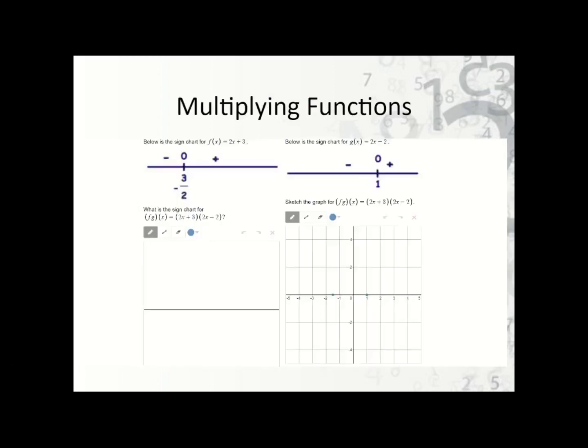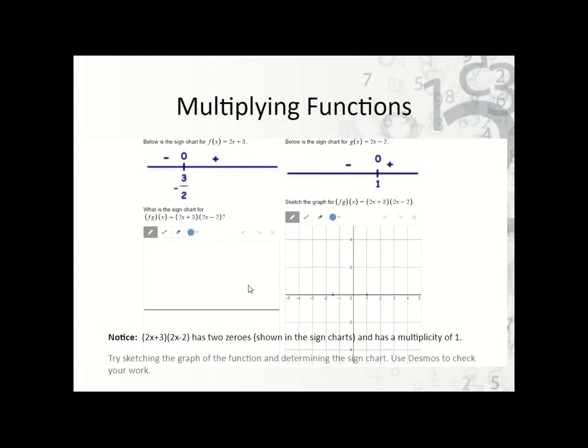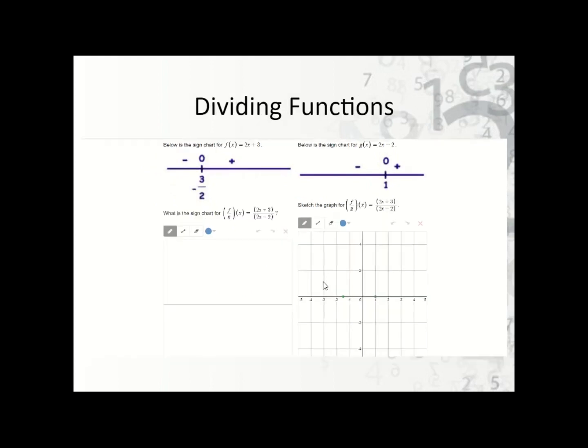Now, multiplying functions. We're using f of x times g of x is equal to 2x plus 3 times 2x minus 2. We should notice that there are 2 zeros here, right? There's a number here that we can plug in for x that'll make this 0, and there's one here we can plug in and make it 0. So we should have 2 zeros. And then we're going to try sketching the graph of the function to determine the sign chart. We can always use Desmos to check our work.